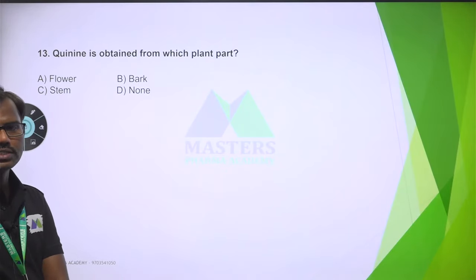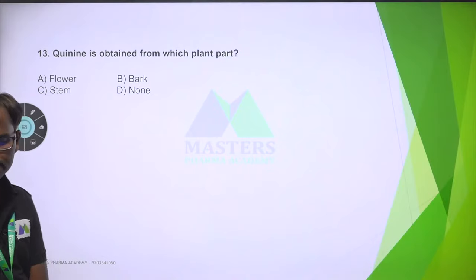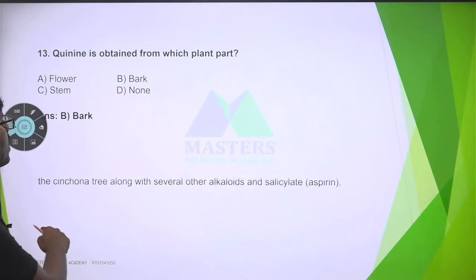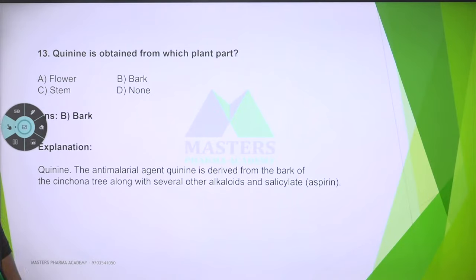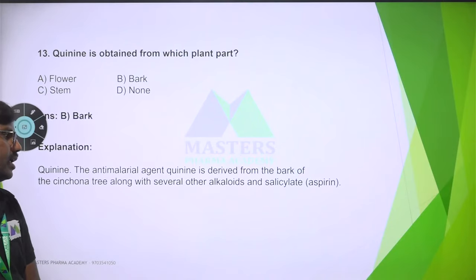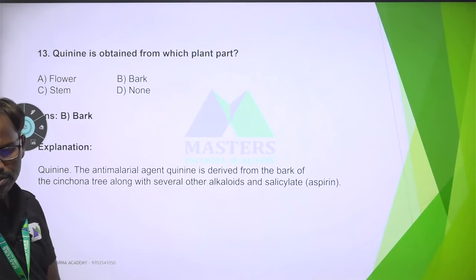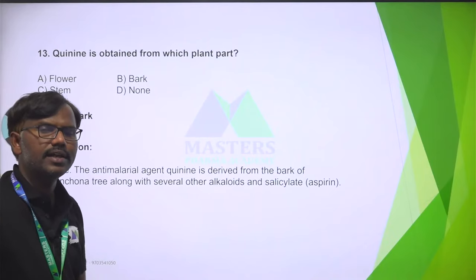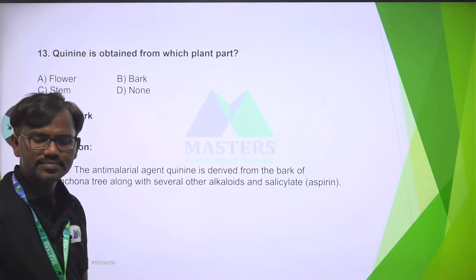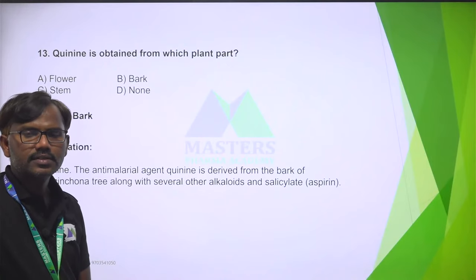We always call it cinchona bark. What is the family and biological source of cinchona? It is an antimalarial agent. Quinine is derived from the bark of the cinchona tree along with several other alkaloids and salicylates, aspirin. Cinchona belongs to the cinchona family.